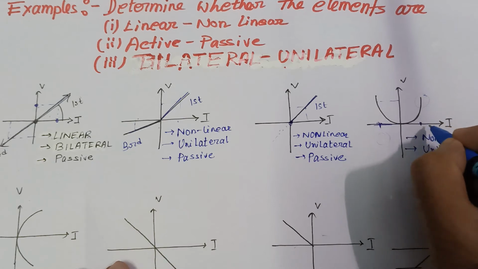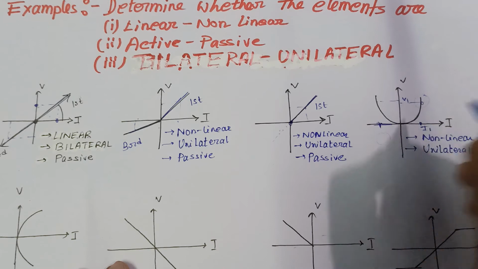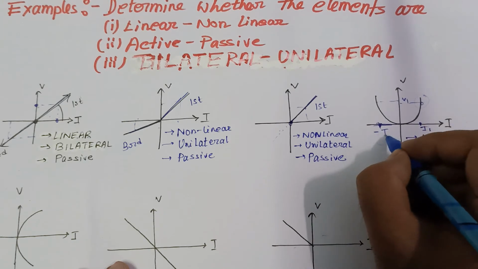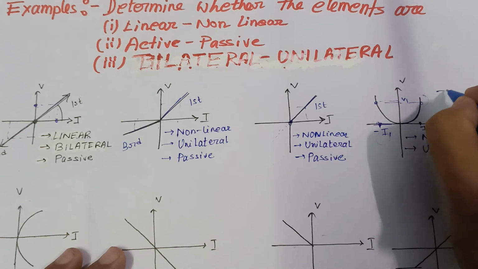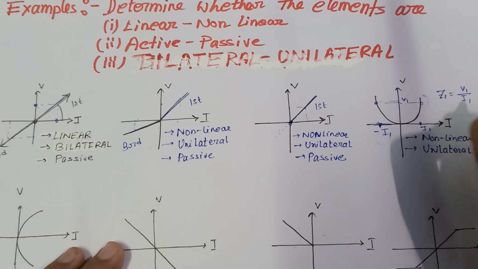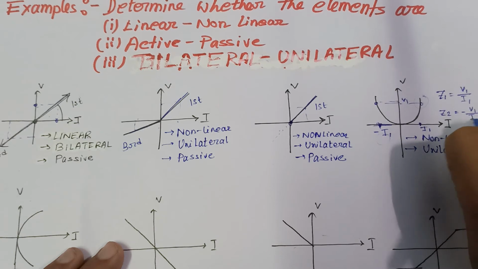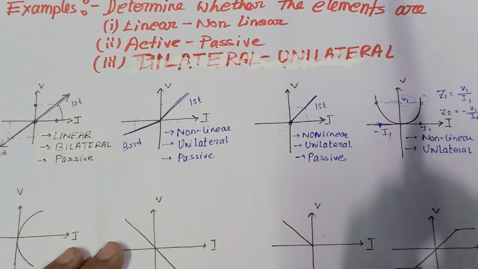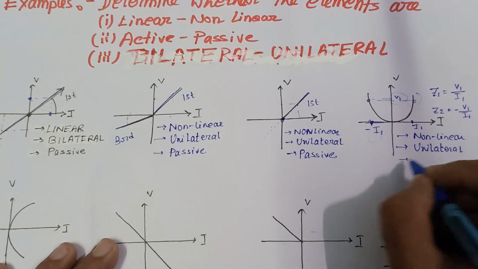Clear now? See, for a value of I1, the voltage may be V1, and for a value of minus I1, the voltage is again V1. So what will be the impedance in the first terminal? Z1 will be V1 by I1, and if the polarity is reversed, the impedance Z2 will be minus V1 by I1. Why? Because the voltage is not negative, so there will be a minus sign. So Z1 not equals to Z2, which means unilateral.